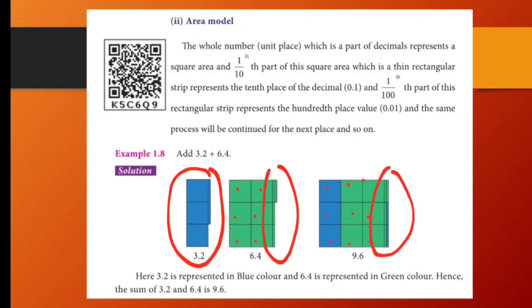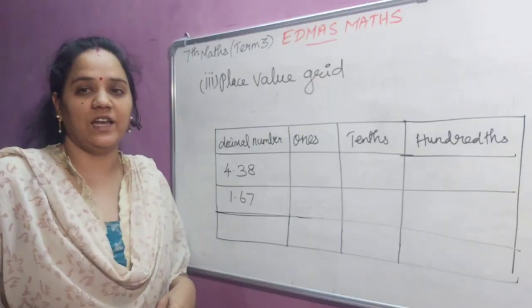Okay. Finally we have to add the strips. How many total thin strips are there? 1, 2, 3, 4, 5, 6. So our answer is 9.6. Okay. So this method is known as the area model, the place value grid method.